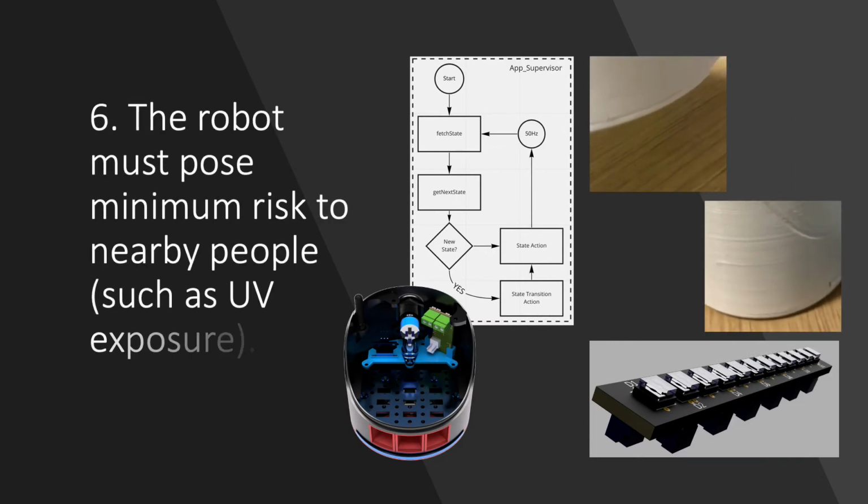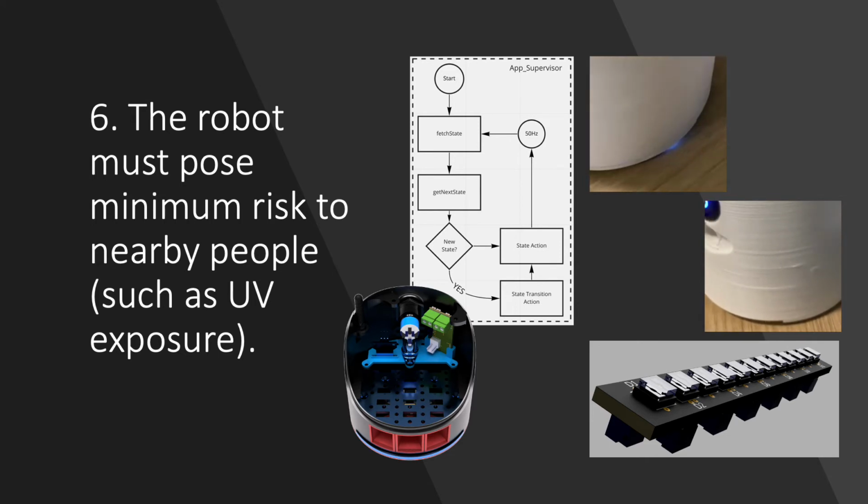Constraint 6. The robot must pose minimum risk to nearby people, such as UV exposure.